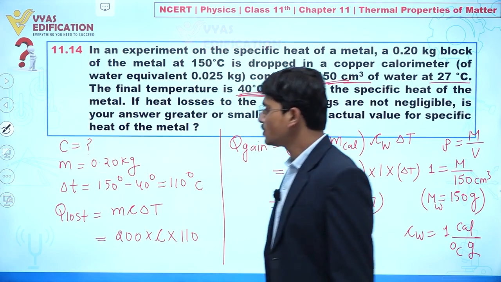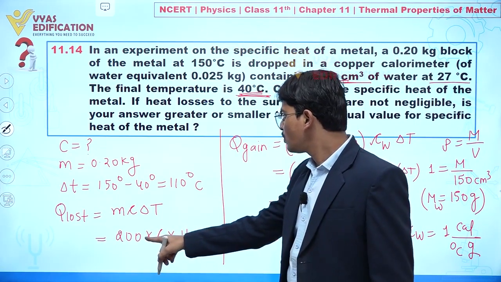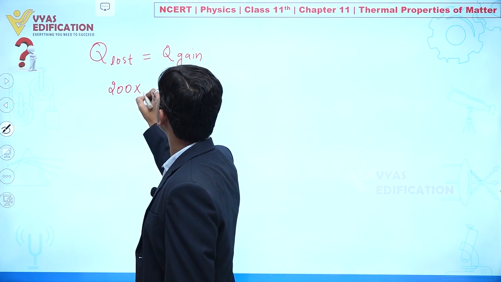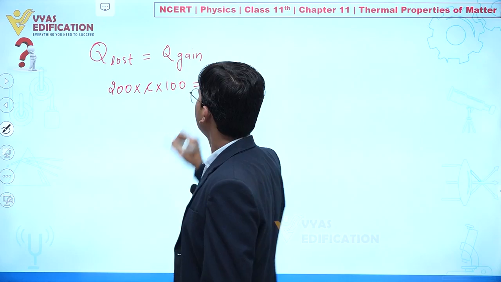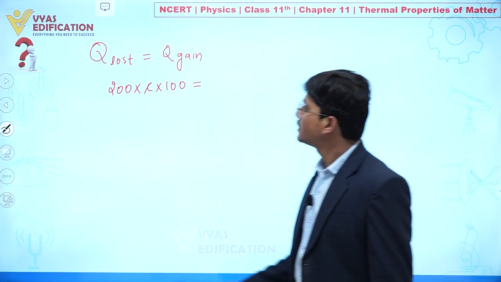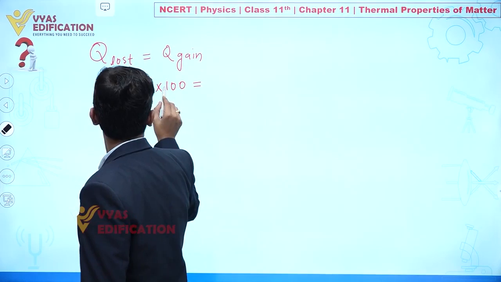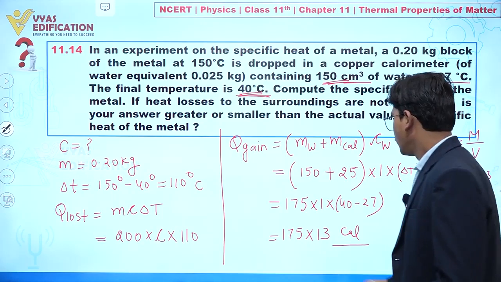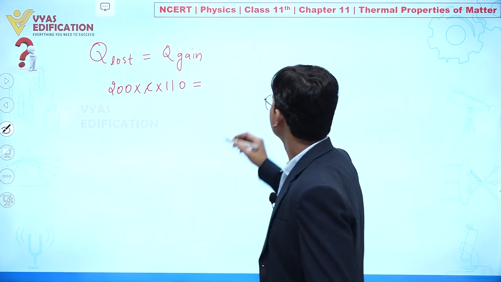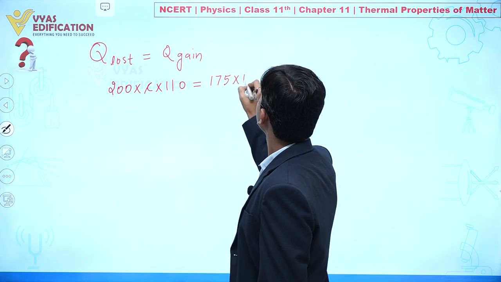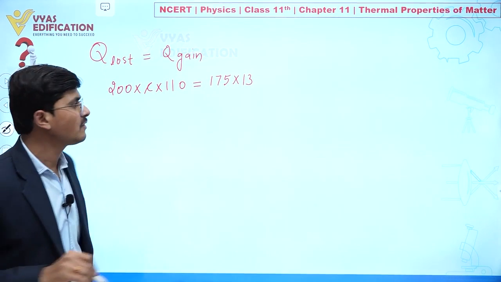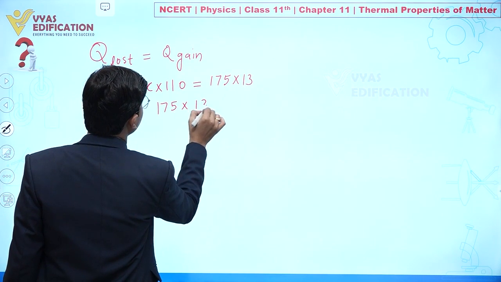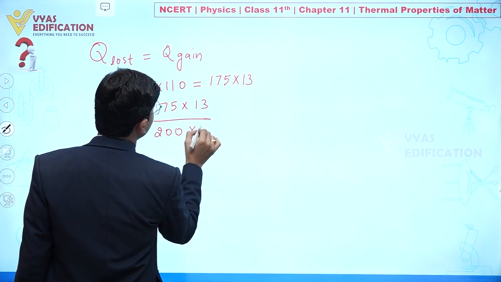Clear? So in this question, what is value of heat lost? 200 into C into 110. So 200 into C into 110, and this should be equal to, we can say 175 into 13. Clear? So 175 into 13. Clear? From here can we calculate value of specific heat of this copper block? Yes. 175 into 13 divided by 200 into 110.